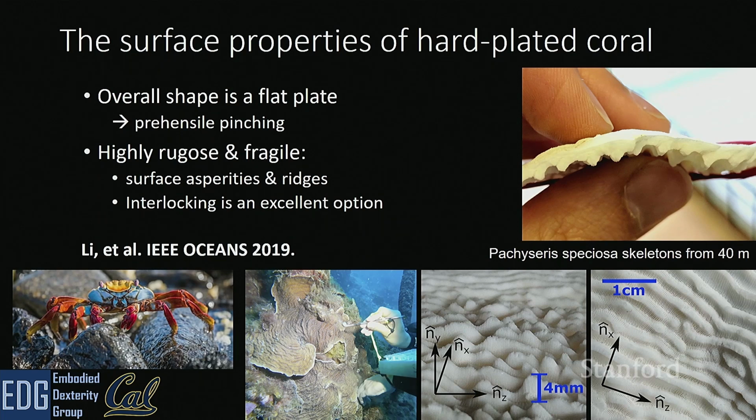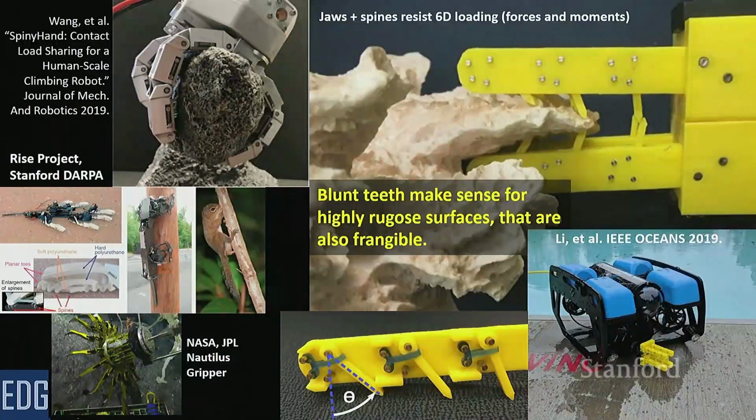Now, spines make a lot of sense when you're gripping onto rugose and rough objects, such as this crab. It's got little spike feet, and it sort of hugs onto rocks. We are certainly not the first people to start looking at spines. In fact, it was spearheaded here. And so here we've got little squirrel-inspired claw feet, and then we've got spiny bot here that's able to climb. And so microspines have been around for a long time.